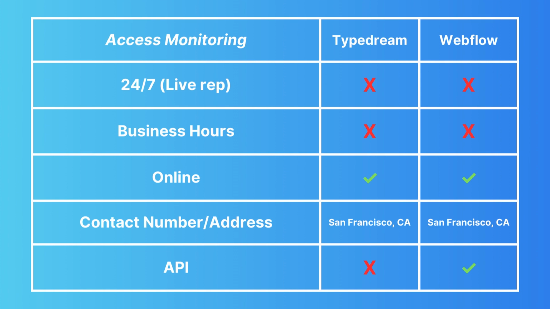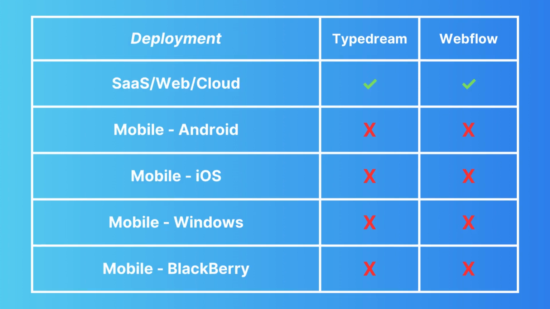So this one is really important. If you have really big plans to scale and grow your business, then you kind of need an API, or the ability to have an API. That's quite important. Typedream does not offer that option. They do not have an API, and Webflow does have that option. So think twice when choosing Typedream if you really need an API. Of course not every business needs an API, but it's a nice extra. So Webflow offers that.